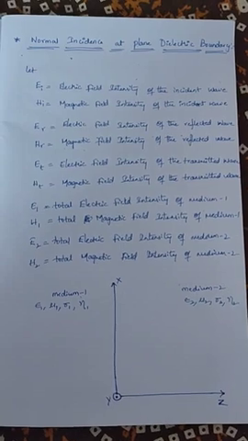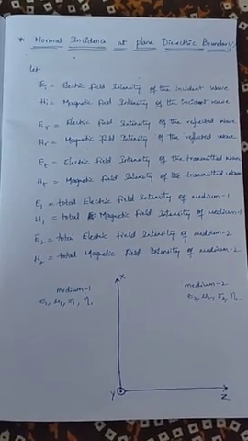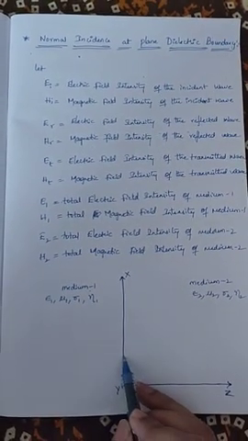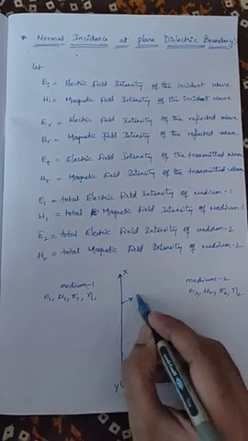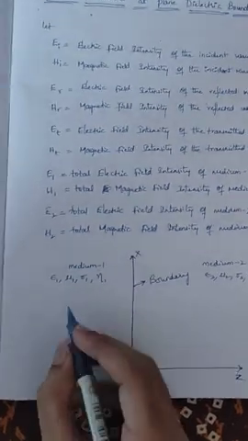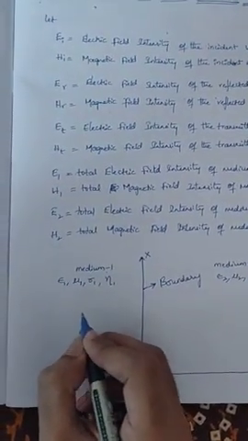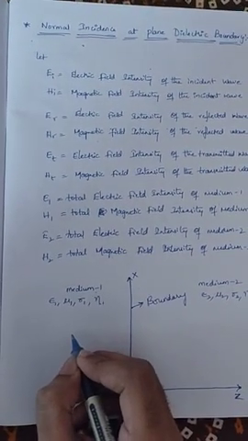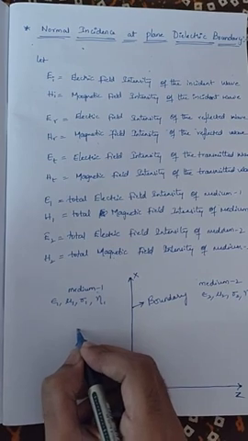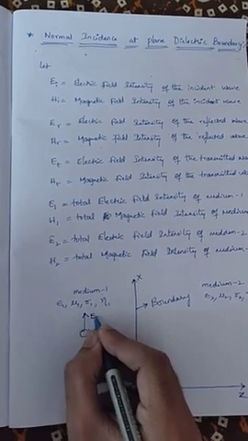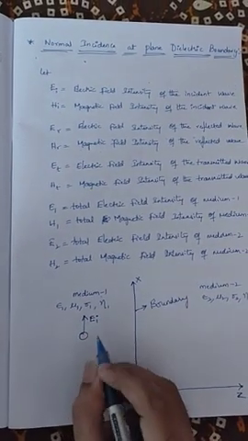Now we'll see about a normal incidence at the plane between a dielectric boundary. This is the boundary, so this axis is treated as the boundary. Now I am considering the electromagnetic waves. You know that the incident wave electric field intensity is in the x direction. So this is the incident wave electric field intensity.